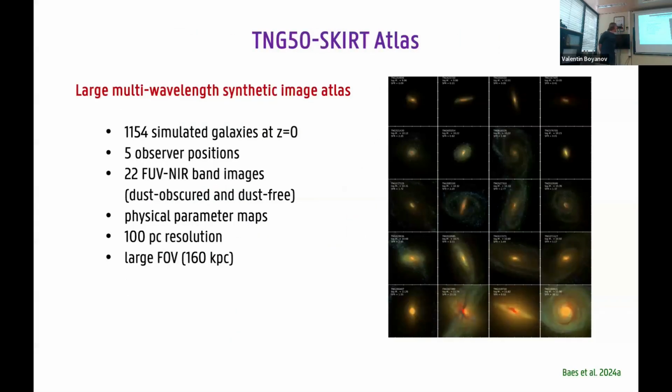This is work we published earlier this year, the TNG50 SKIRT Atlas. That is a large multi-wavelength atlas of synthetic images. We looked at more than 1,000 galaxies from the TNG simulation, TNG50, the highest resolution TNG simulation. Why 1,154? We just took all galaxies within a certain mass range.